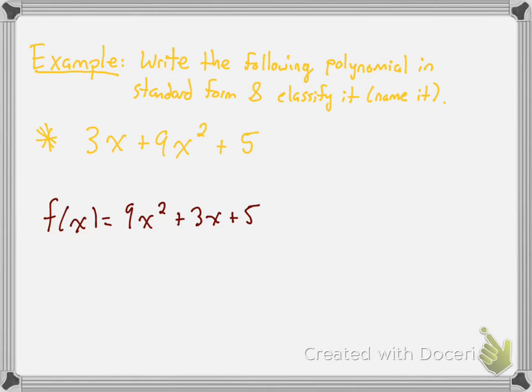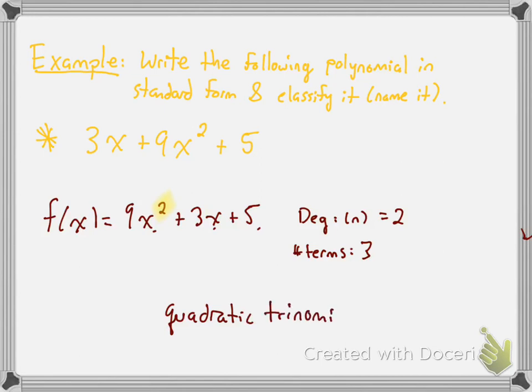And then from here, I need to think, what's the degree of this polynomial and how many terms does it have? Its degree here is 2. So the degree, sometimes we call that n, is 2. And how many terms does it have? 1, 2, 3. So we would properly call this a quadratic trinomial. Quadratic because the degree is 2, trinomial because we have 3 terms.